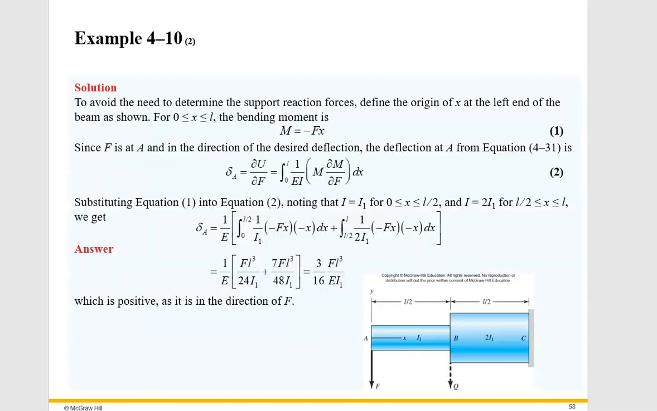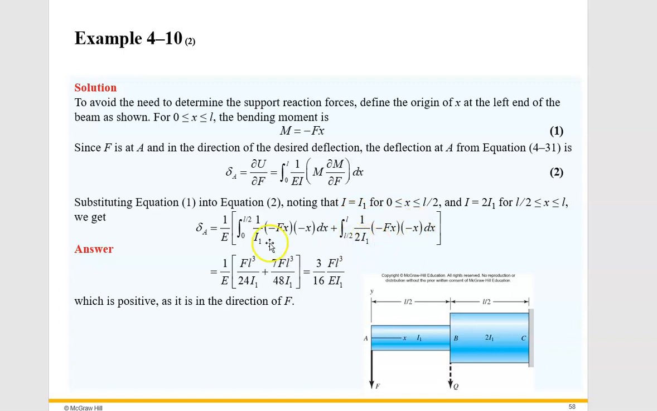And so if I break this up here, what I'll look at first, delta A is fairly straightforward. I'll start x at A, so x equals 0 is at A, and it increases to the right. And my bending moment is equal to negative Fx, which means that my derivative of the bending moment with respect to the force F is equal to negative x. So we will take the integral from 0 to L over 2, and we'll plug in negative Fx and negative x as my moment and my derivative of moment with respect to F. Then I will do the same from L over 2 to L, same bending moment, same derivative.